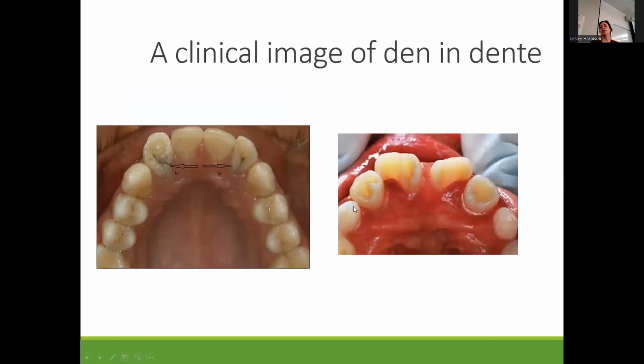So here are some more images of it. You can see it more from the lingual aspect. It's kind of an infolding here and here. It just looks different. It's not always the same. Those are just some examples of it.